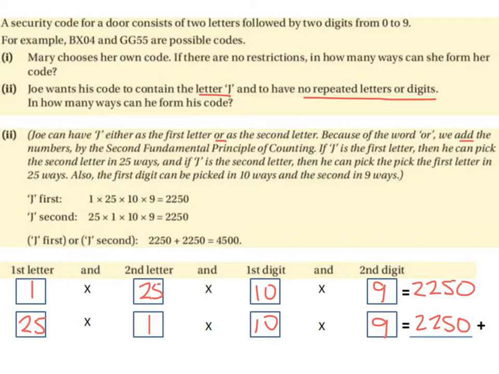So remember, and means multiply, and or means add. So we add 2,250 and 2,250, and we end up with 4,500. So the number of ways that Joe can arrange his code so that it contains the letter J and there's no repeated letters or numbers is 4,500.